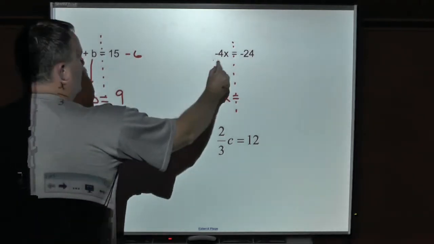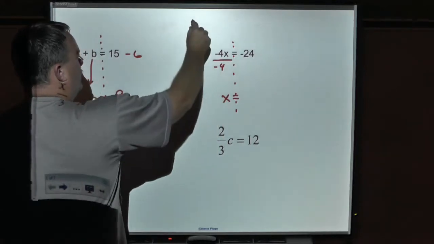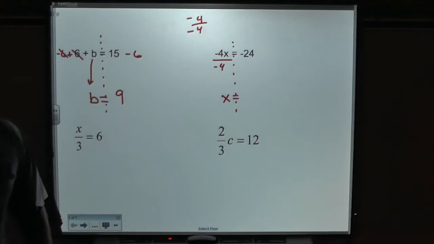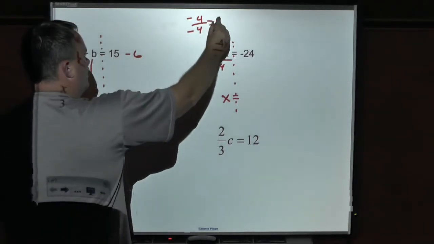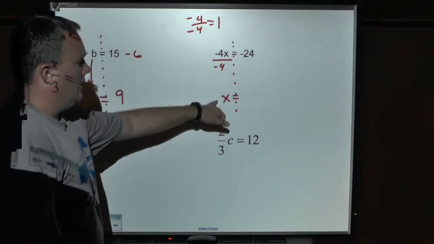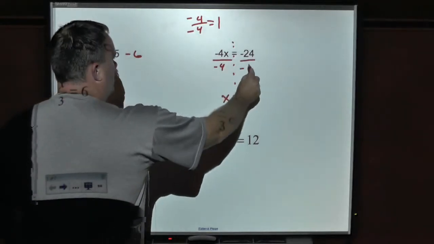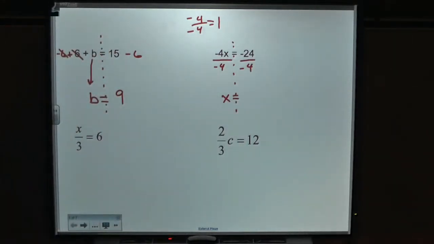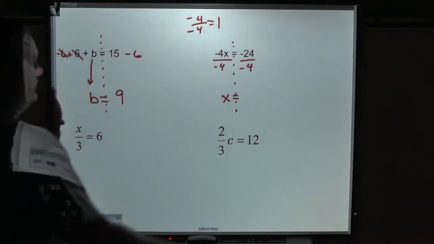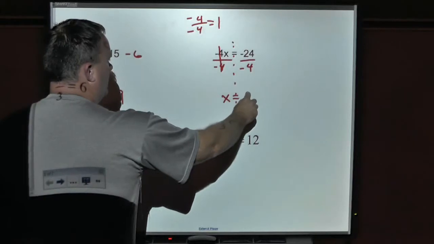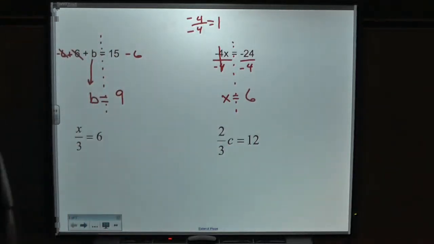So we're going to divide by this negative 4, because what we've talked about before is when you multiply or divide a number by itself, you get 1. And we want 1x right here. So we have to divide it by itself. If we divide the left side by negative 4, you divide the right side by negative 4 also to keep it balanced. So negative 4 divided by negative 4 is 1. So we get 1x. Negative 24 divided by negative 4 is 6. So we get x is equal to 6.